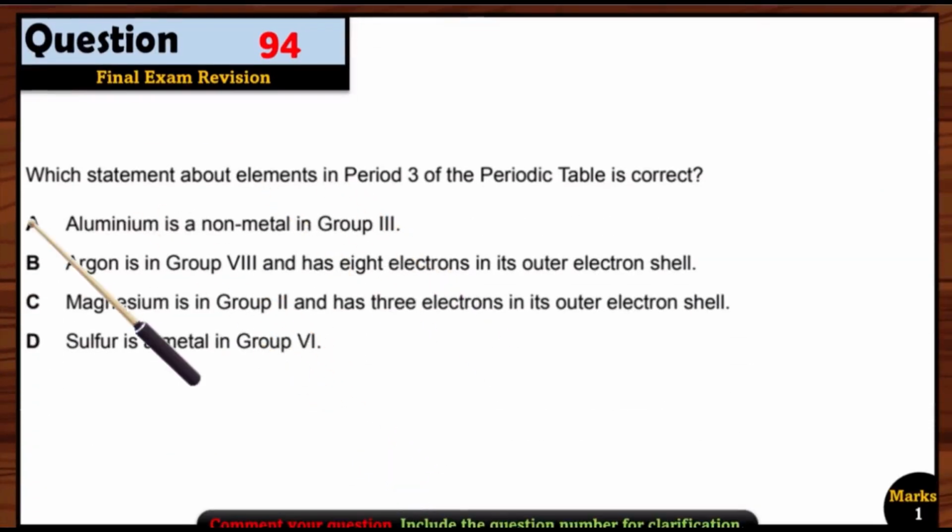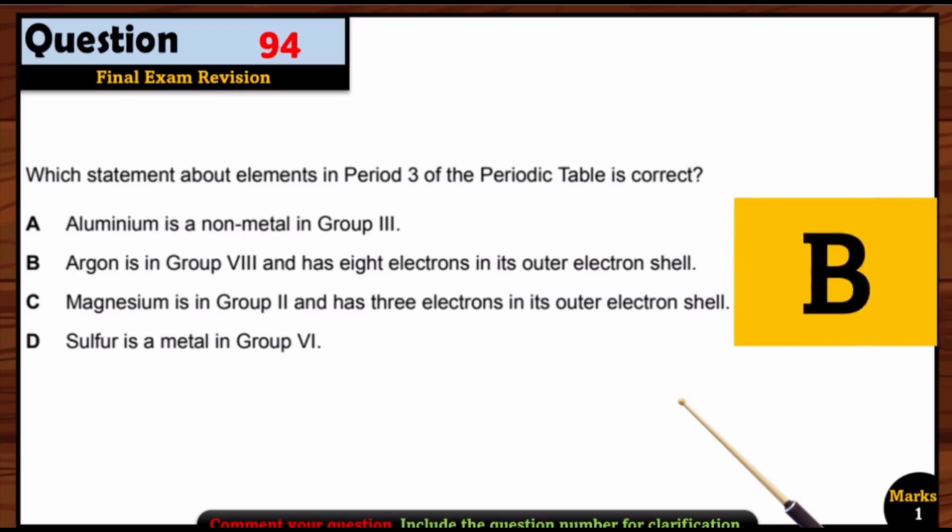Question 94. Which statement about elements in period 3 of the periodic table is correct? Let's see one by one. Aluminium is a non-metal. Wrong. Aluminium belongs to group 3, so it's a metal. Argon is in group 8 and has 8 electrons in the outer shell. Yes, that's right. But we have to look, is argon in the period 3? So if you look at argon, yes, argon is in the period 3. So that's why option B is correct here.